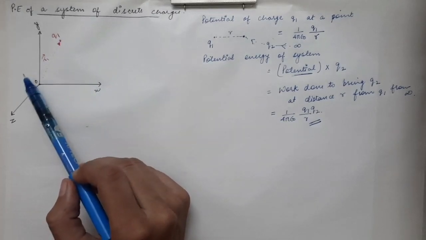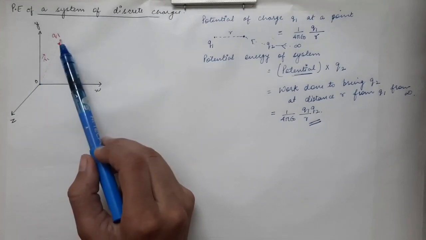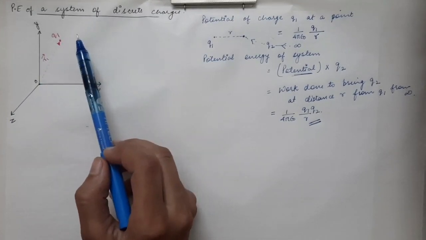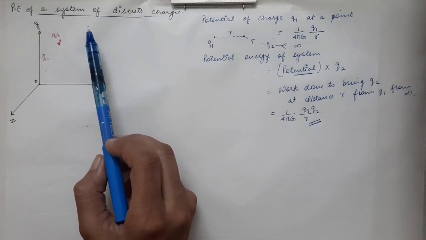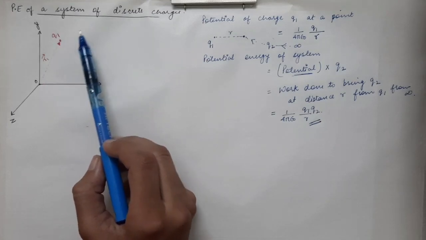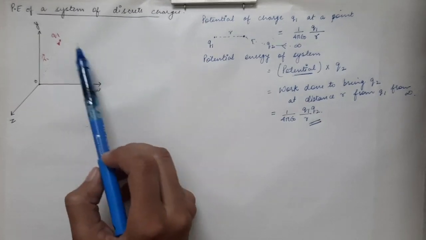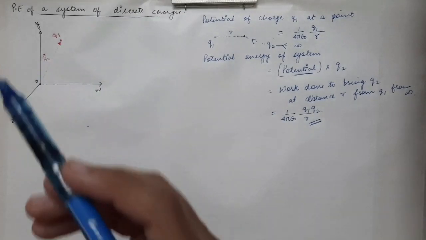Now the work needs to be done when we have to bring another charge and q1 is already present. So when q1 is already present and we are bringing another charge, then we must do work. So now we are going to find out how much work needs to be done to bring n number of discrete charges close to each other.